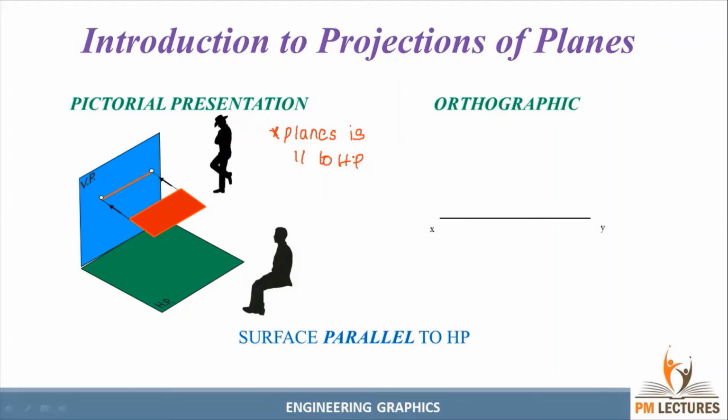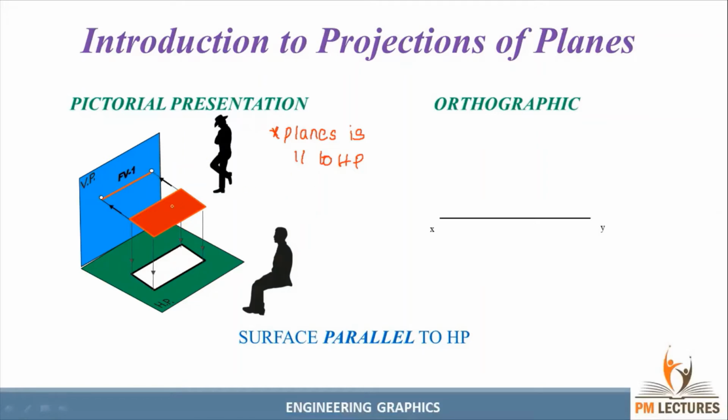The true shape means what? There is no change in the dimension. Whatever the plane is, it will be reflected in the same manner. You can say it is a true shape. See here, if I view the same plane from the top view, I can get the true shape. See, there is no change in the dimension. Dimensionally, I can get the same rectangle here while I am seeing from the top view.